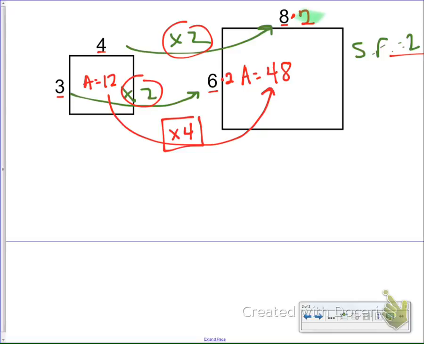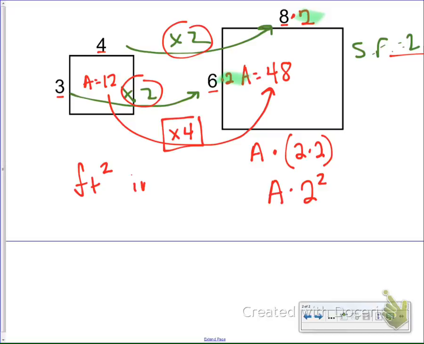So since I have both of these 2's, I'm really multiplying my area by 2 times 2, which is also 2 squared. So a way to remember this is to think about how my area measurements are in things like feet squared or inches squared. That square right there tells you to apply that to the scale factor.